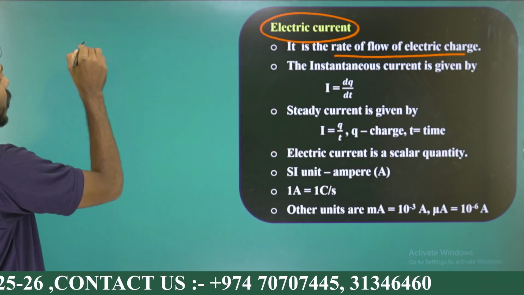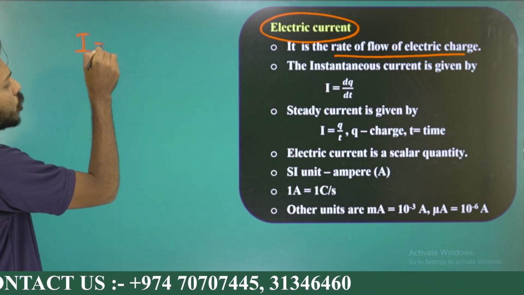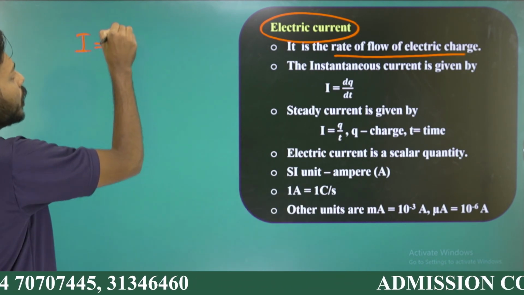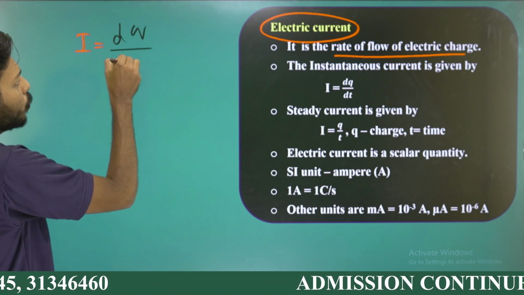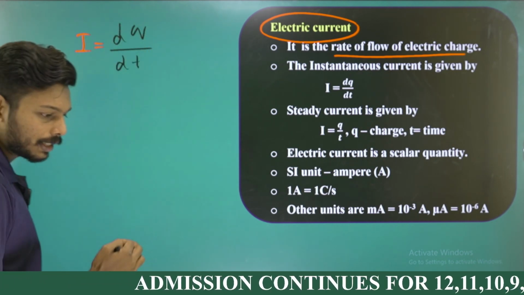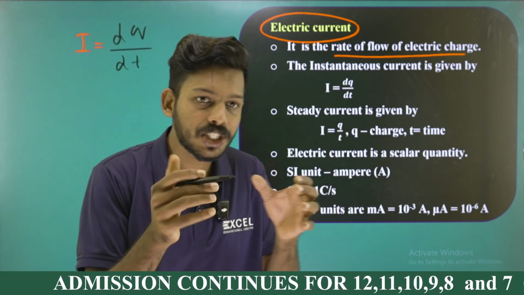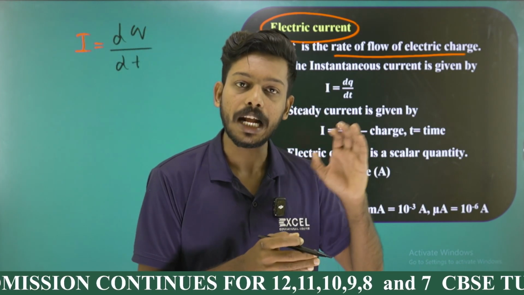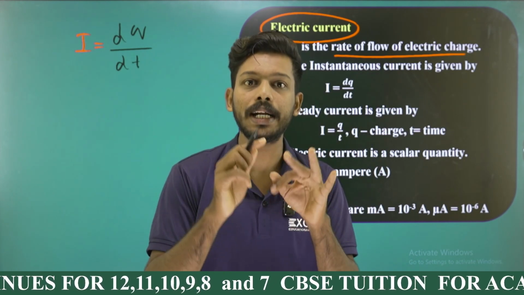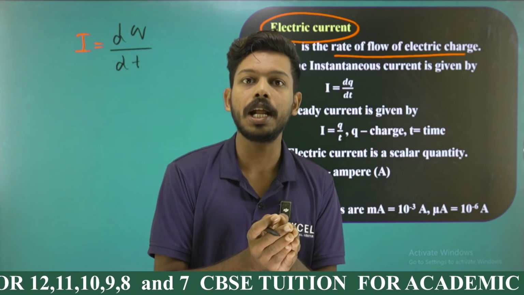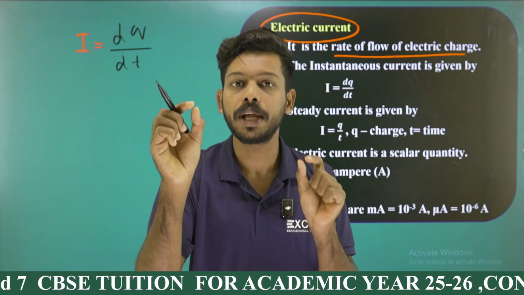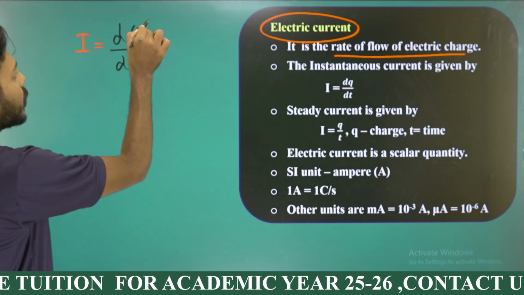So what is meant by current? Current is the rate of flow of charge, or we can write it as I is equal to dq by dt. What does it mean? It means that current is actually the flow of charge. If the charge is at rest, it is known as electrostatics. In the first and second chapters, Coulomb's law, potential, electric field, and electric field lines are the topics related to electrostatics. In this chapter, the charge is not at rest, the charge is flowing, so it is known as electric current. I is equal to dq by dt.